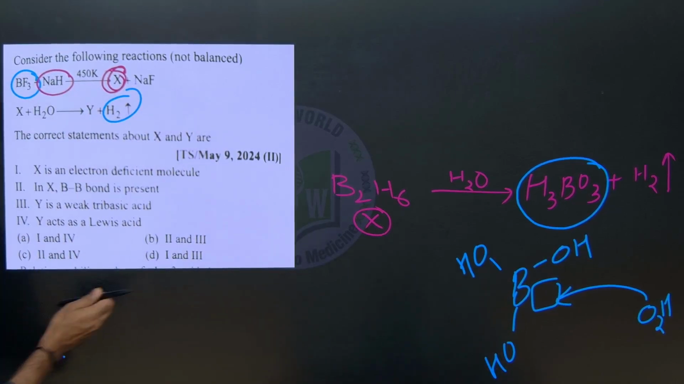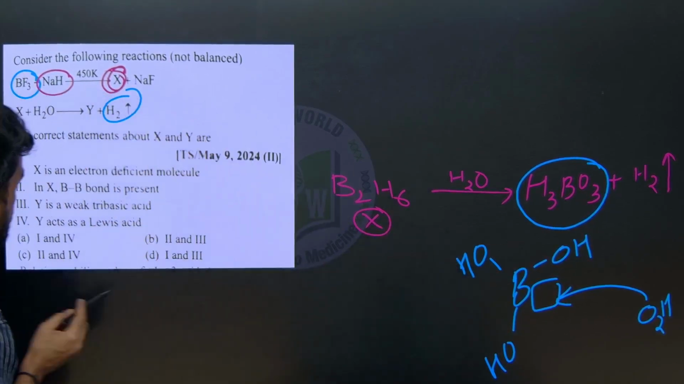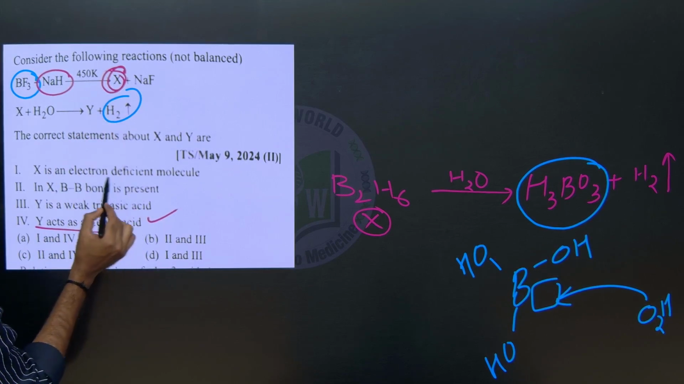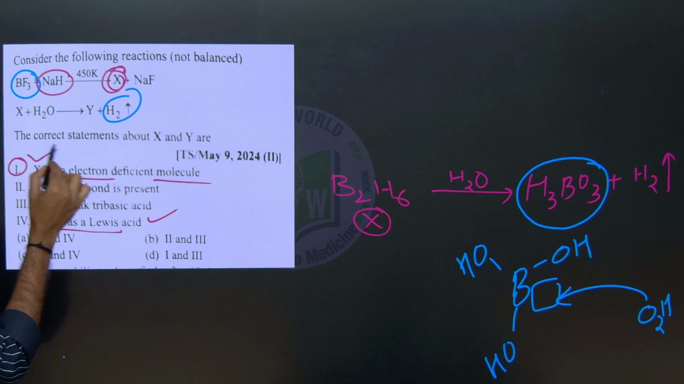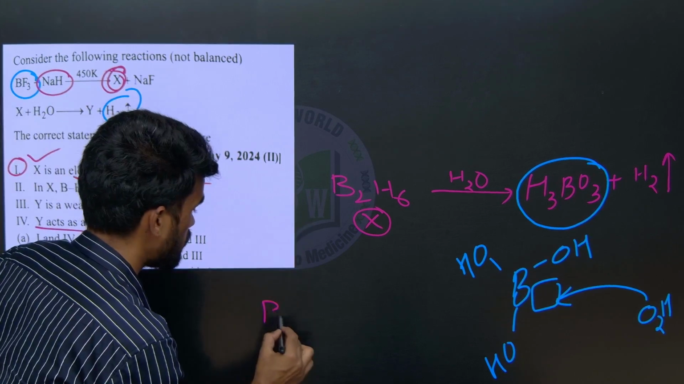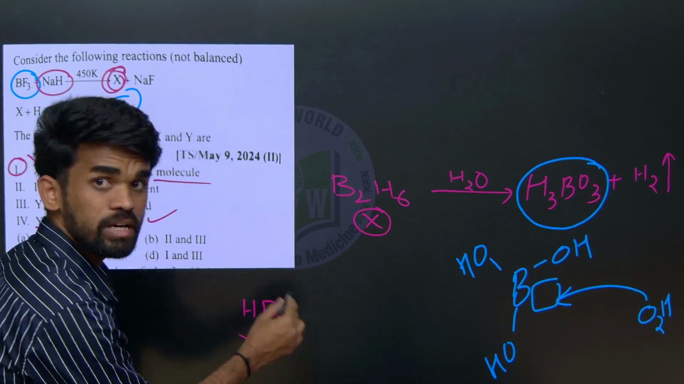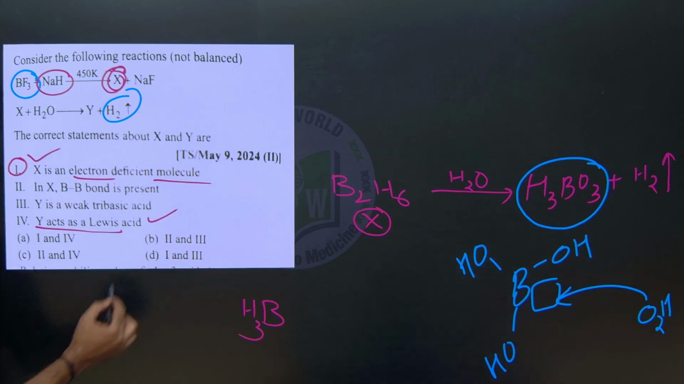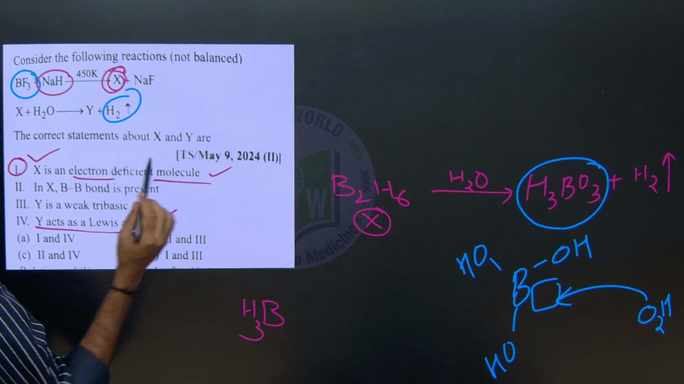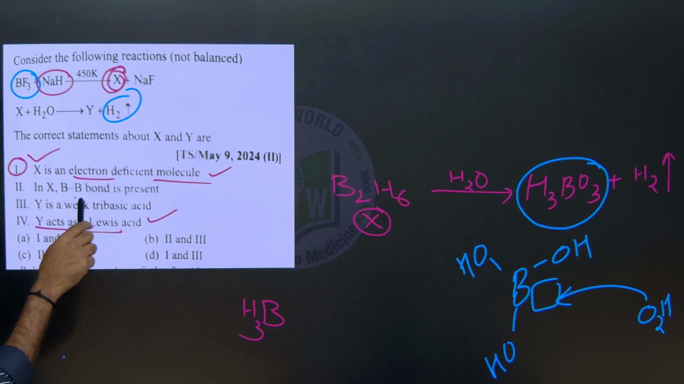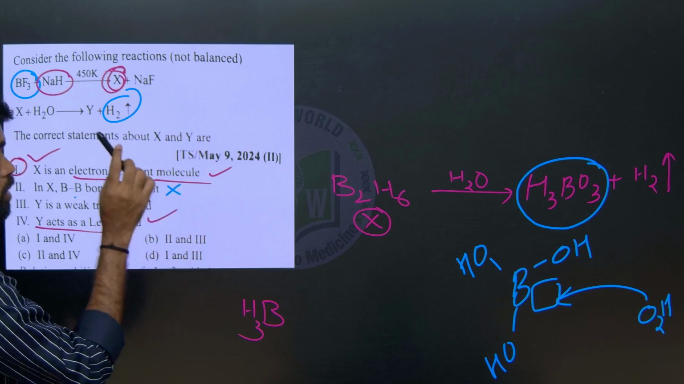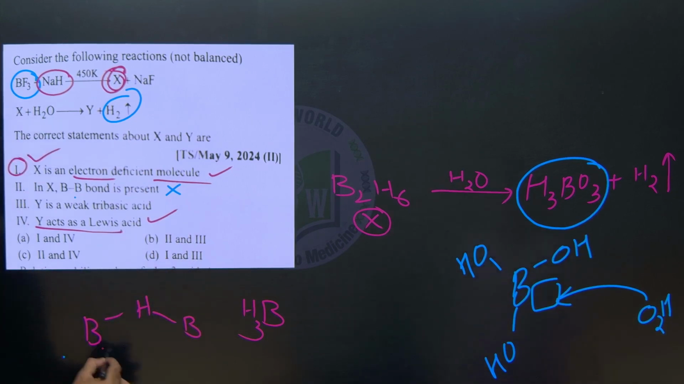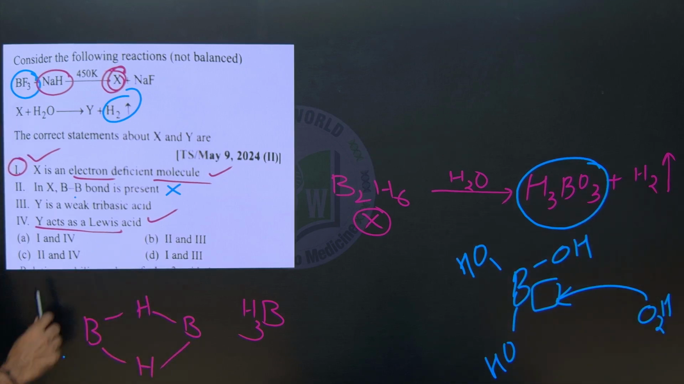So why does this compound act as a Lewis acid? Yes, that is correct. And X is an electron deficient molecule. Yes, X is electron deficient. We know BH3 is electron deficient, therefore it exists in dimeric form. So the first statement is correct and the fourth statement is also correct. In diborane, are BB bonds present? No, there are no BB bonds, there are only BHB bridged bonds like this. How many are there? Two bridged bonds like this. So this is incorrect.